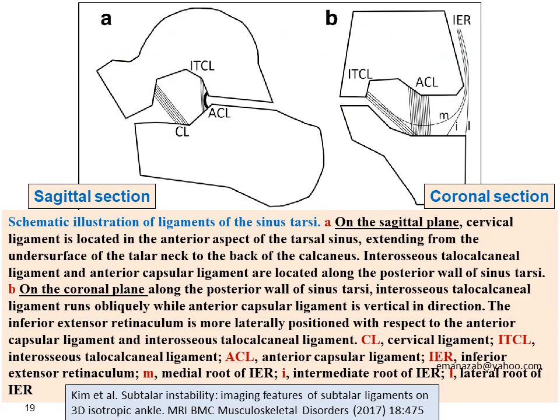A diagrammatic illustration of the subtalar region. In sagittal section, three ligaments appear in the tarsal canal and sinus, arranged from posterior to anterior: anterior capsular ligament, then interosseous ligament, then cervical ligament. In coronal section, the anterior capsular ligament appears vertical in direction, interosseous ligament oblique in direction. The stem of inferior extensor retinaculum has three roots which are contained inside the tarsal sinus.